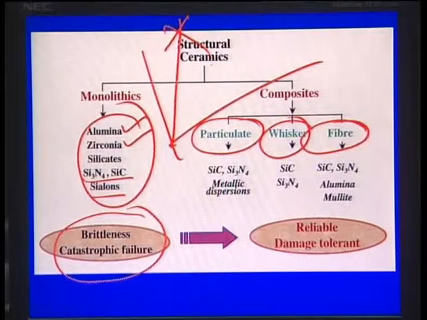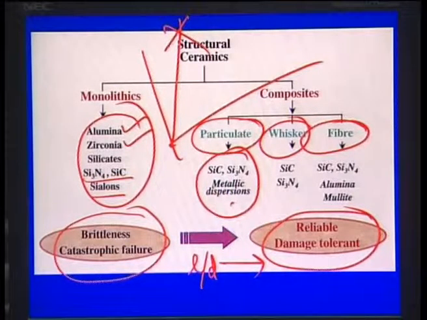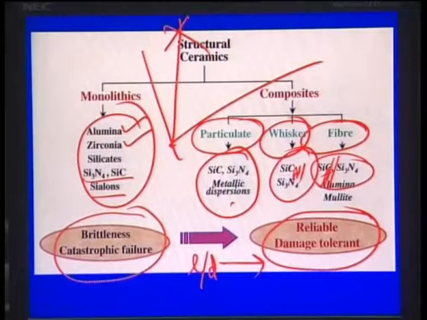For particulate, whisker and fiber composites, the L by D ratio increases this way. If you go from whiskers to fibers, your aspect ratio increases and you have more and more toughness. And what you see here is that from silicon carbide or metallic dispersions in particulate reinforced composites, you can have silicon carbide whiskers in silicon nitride composites, and you can have silicon carbide fibers in silicon nitride composites. So these are examples of particulate, fiber or whisker reinforced composites. The more you go to the right, the more toughness you can achieve with fibers and whiskers.